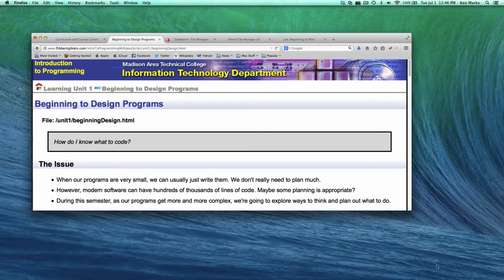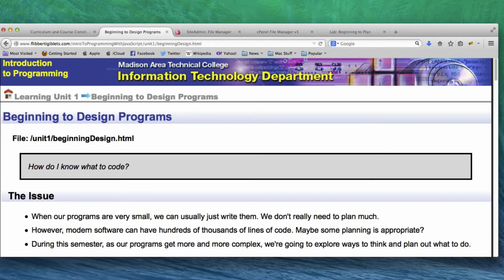Hi, this screencast is going to cover how to translate requirements, or something we call problem statements, into our actual program code. So the question that we might be asking is, how do I know what to code? That is really the basic issue here.